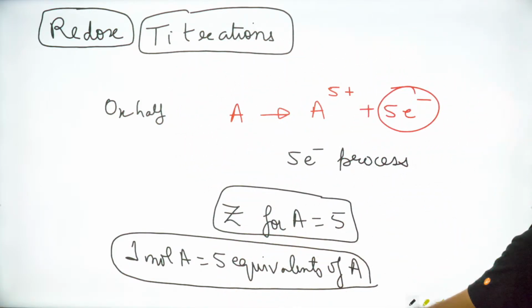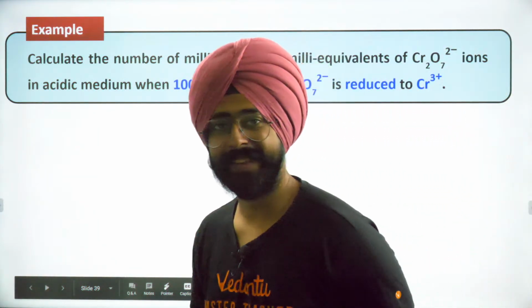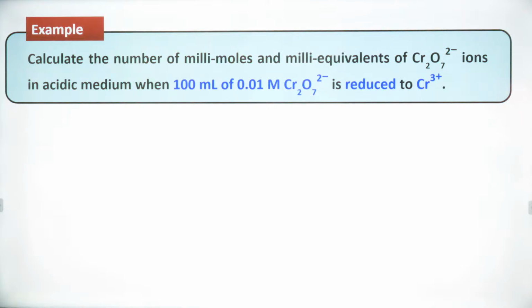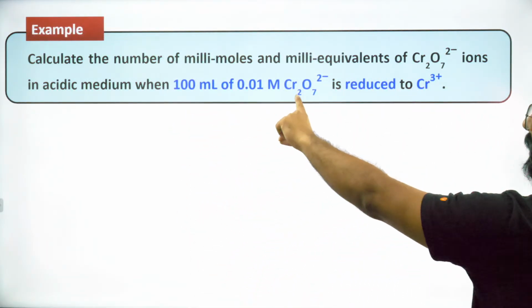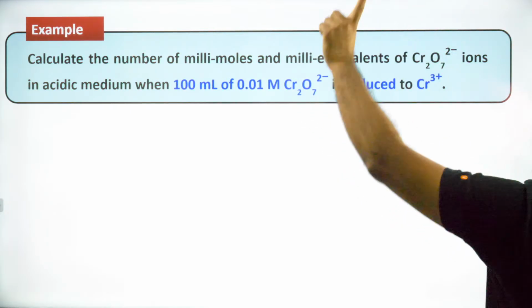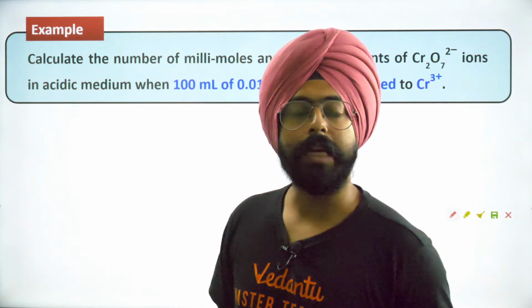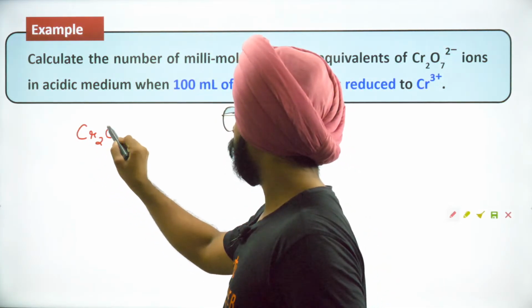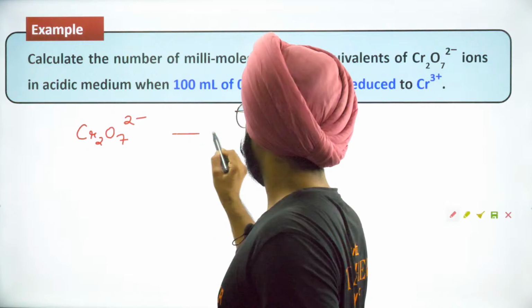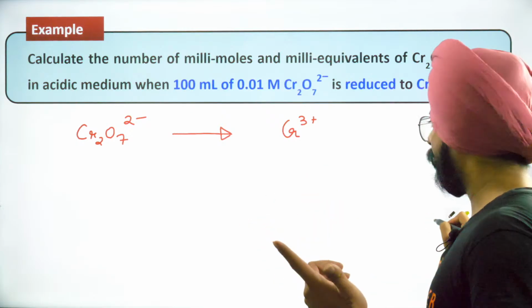Fine. So 1 mole of A is equal to 5 equivalents of A. That's the idea. Let's solve a question now. Calculate the number of millimoles and milliequivalents of Cr2O7 2 negative ions in acidic medium when 100 ml of 0.01 molar Cr2O7 2 negative is reduced to Cr3 positive. So the very first thing that we need to do over here is figure out the equivalent factor, the valency factor. Okay? So Cr2O7 2 negative goes towards Cr3 positive.